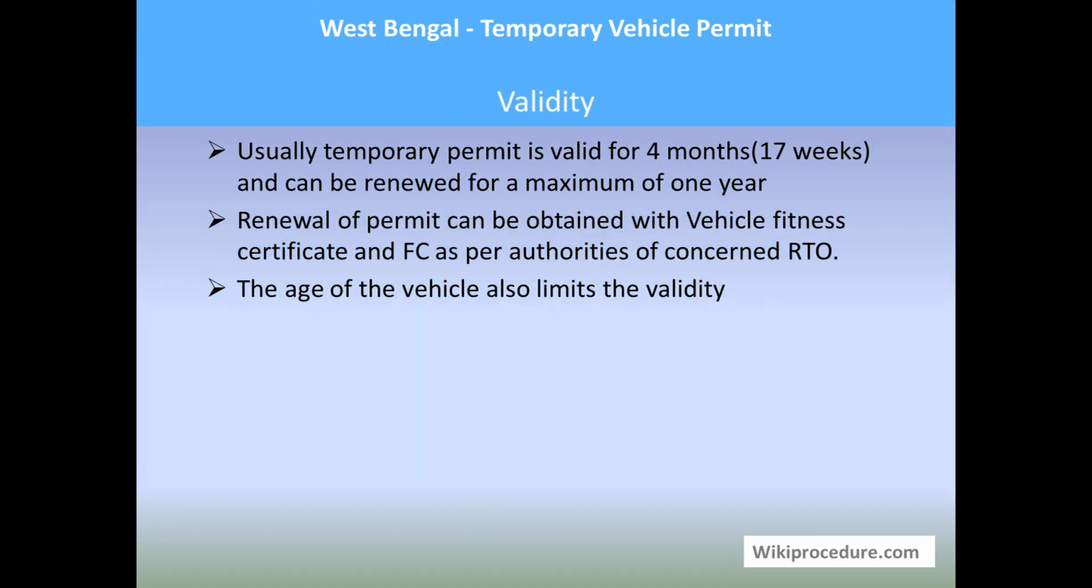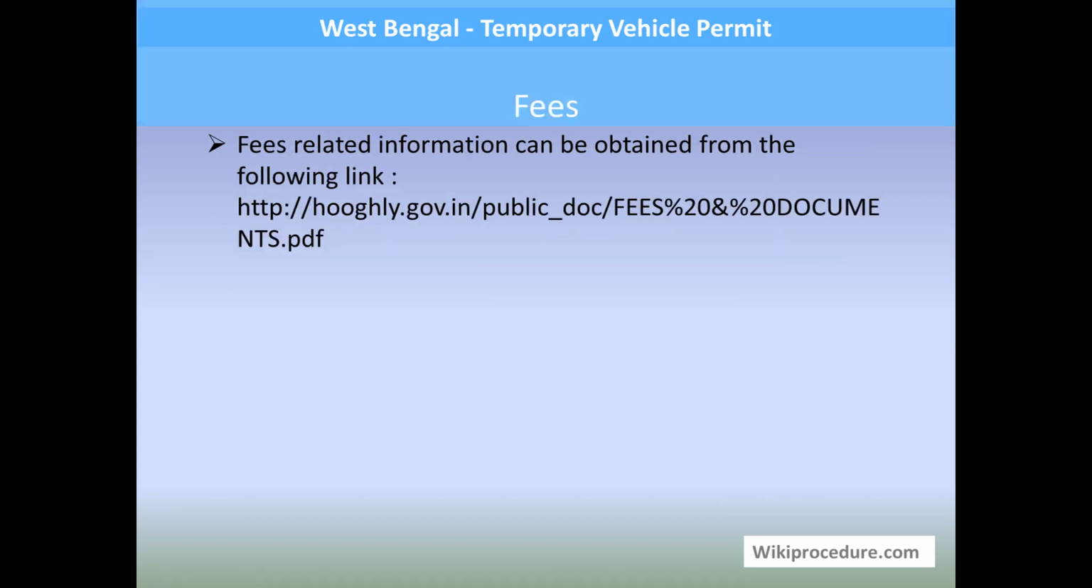Validity: usually a temporary permit is valid for 4 months, that is 17 weeks, and can be renewed for a maximum of 1 year. Renewal of the permit can be obtained with the vehicle fitness certificate and the FC as per the authorities of the concerned RTO. The age of the vehicle also limits the validity.